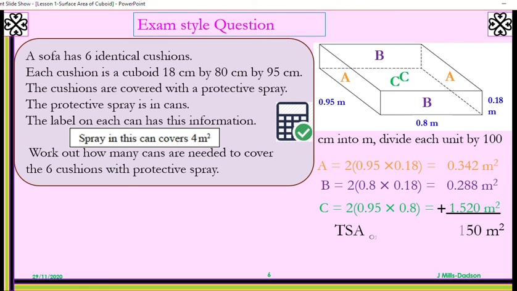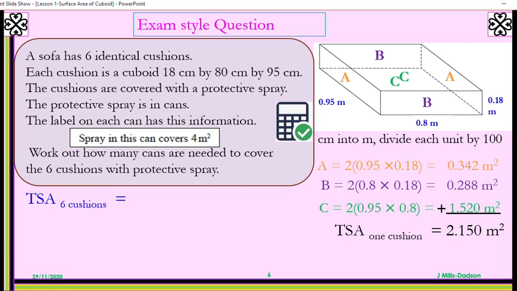Now, the surface area total for one cushion is 2.15 or 2.150 meters squared. You can still do these calculations, add them, and then double it. They mean the same thing. I did it for you to see the 2 identical faces for each side. If you don't understand it this way, just work out A, work out B, work out C, add them up and double it as we previously did. So now I know one cushion has an area of 2.15 meters squared. I'm now going to investigate how many cans of spray I would need.